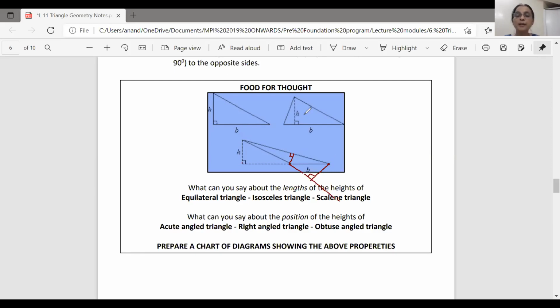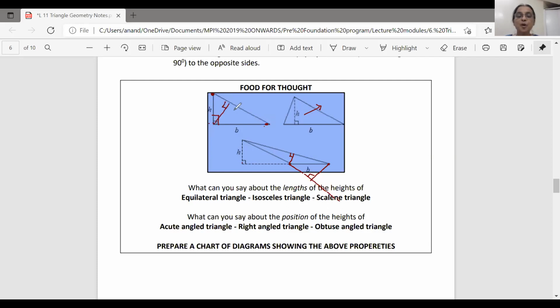Observe what is happening for an acute angle triangle. Observe what is happening for a right angle triangle. From this vertex, I want to draw a right angle. It is already drawn. So this is the height. From this vertex, already drawn. This is the height. From this vertex, this will be the height.